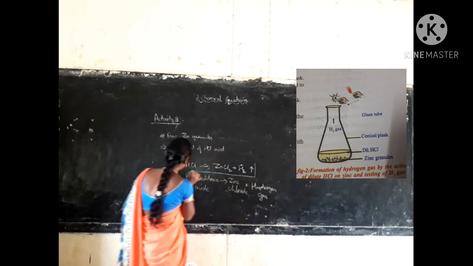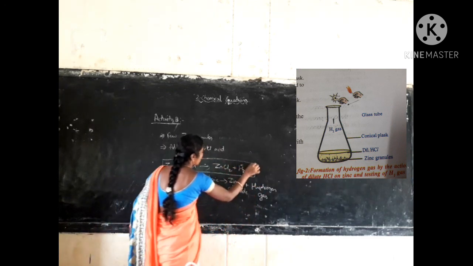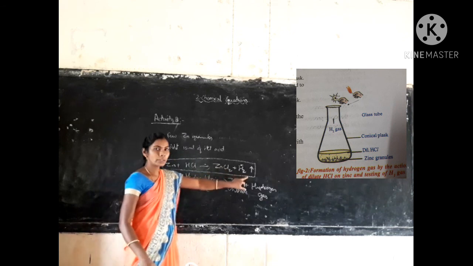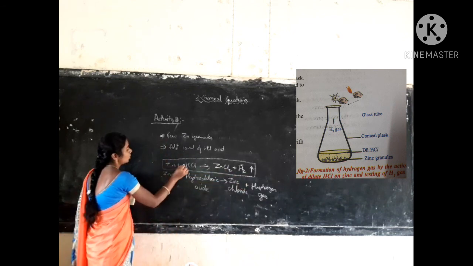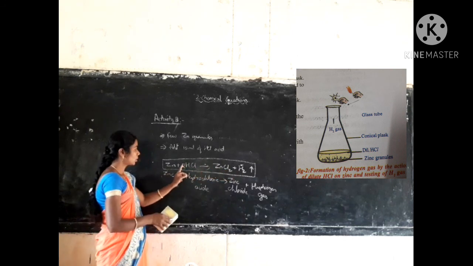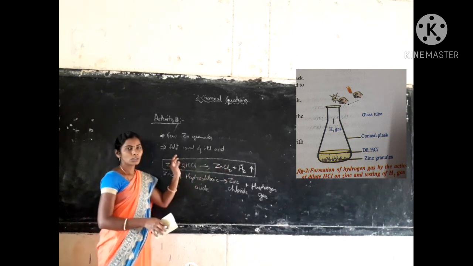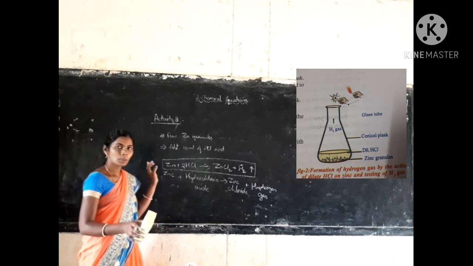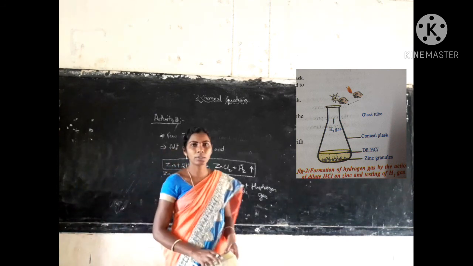Okay, so this is our activity. See here, to balance the chlorine and hydrogen, here I am writing 2 HCl: 2 hydrogens balanced, 2 chlorines balanced. So this is our activity. Thank you, all of you understood? Okay.